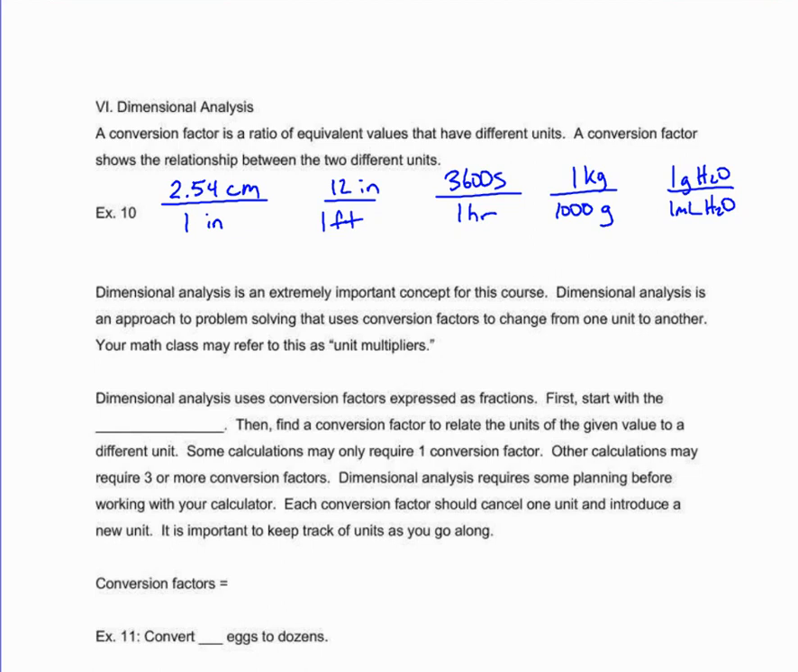Dimensional analysis is an extremely important concept for this course. We have to be able to change units from one type to another. It's really an approach to problem solving using conversion factors to change one unit to another. They teach this in your math class, and by the time you come to my class, you've probably heard of unit multipliers, and maybe you've had some extensive work with it too.